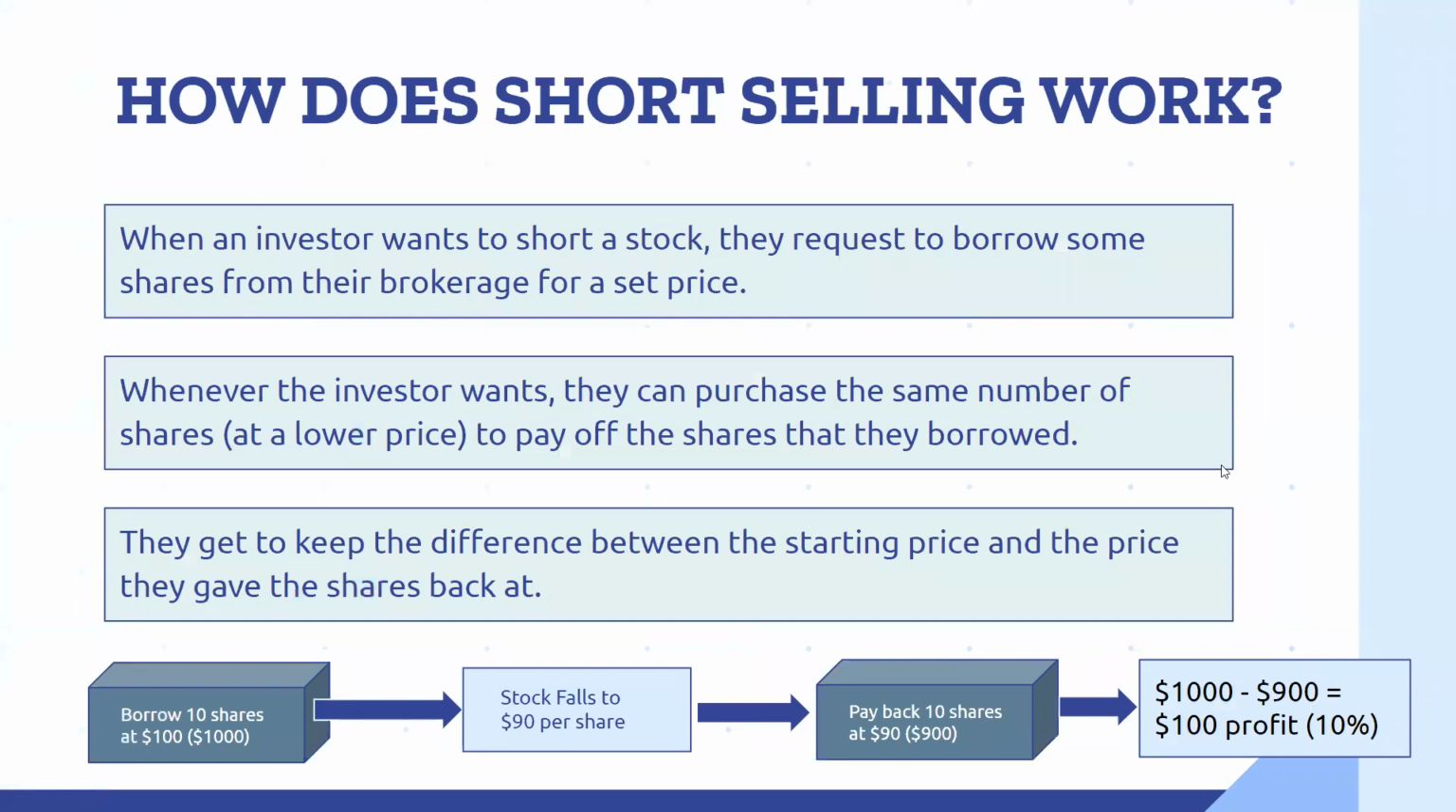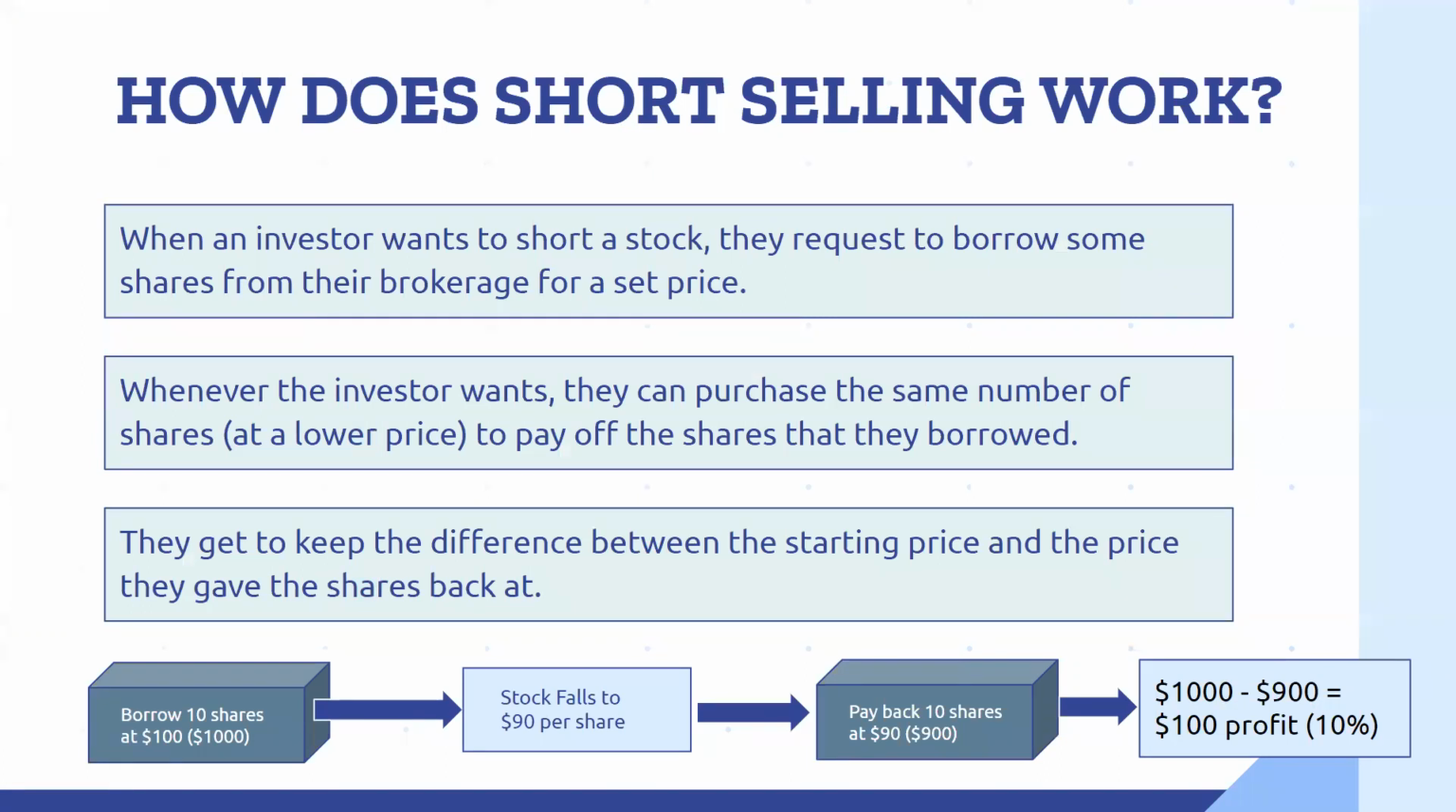So how does short selling work? When an investor wants to short a stock, they can request to borrow some shares from their brokerage for a set price. Whenever the investor wants, they can purchase the same number of shares back to pay off the shares that they borrowed. And they get to keep the difference between the price they borrowed it at and the price they give the shares back at. And that's how you can make money shorting it when the price goes down after you buy it.